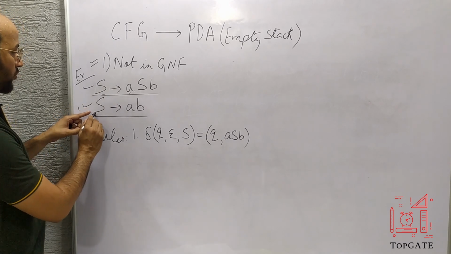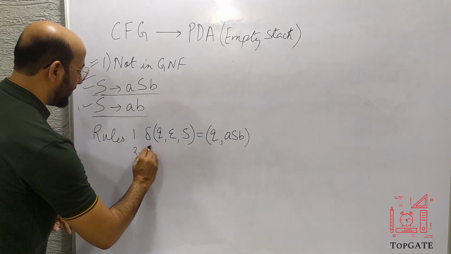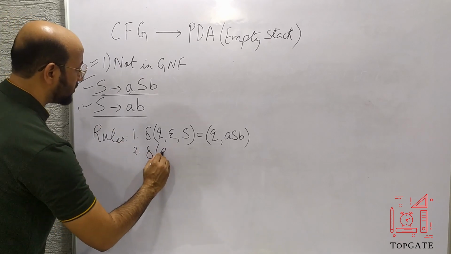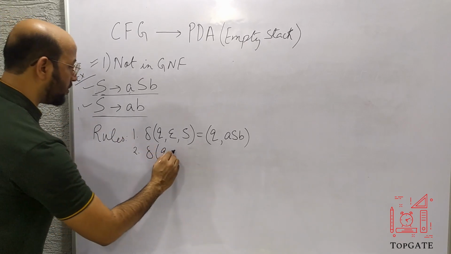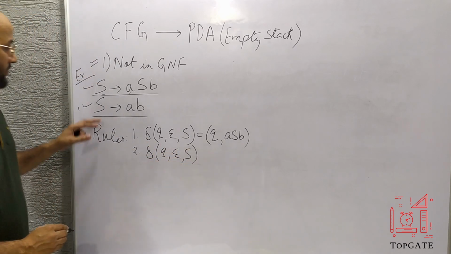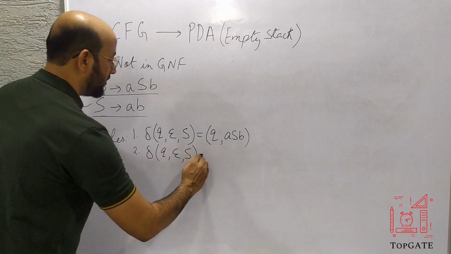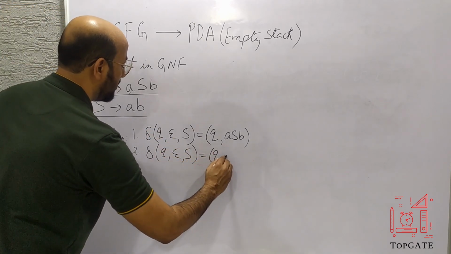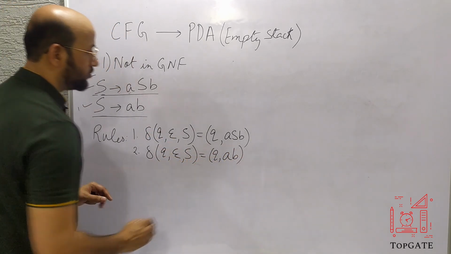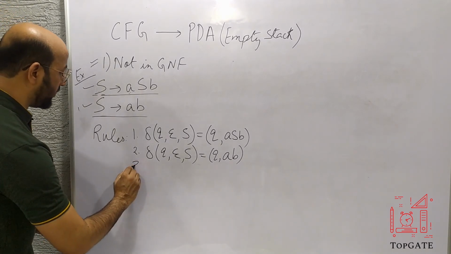Rule number 2 is for this particular production. It is delta of q comma epsilon comma S is equal to q comma AB, the right hand side. So this is rule number 2. Done.